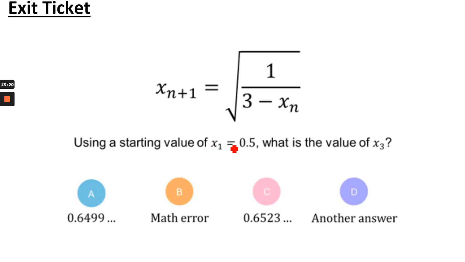Okay, so don't get caught out here. So x1 is 0.5. So with 0.5, we've got the square root of 1 over 3 minus that. So x2 is going to give us 0.632, and x3 is going to give us 0.64990. 0.6499, so A.